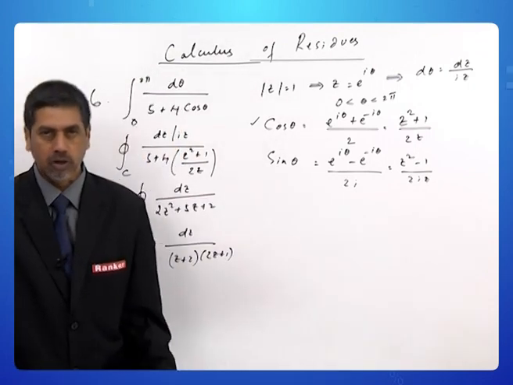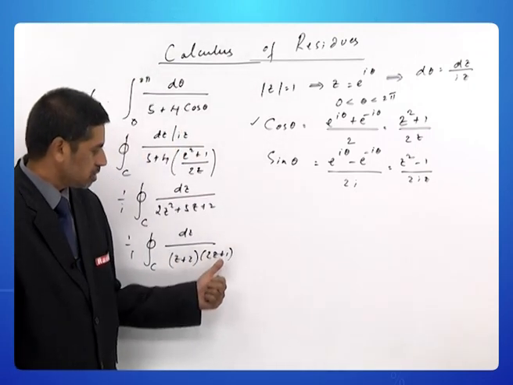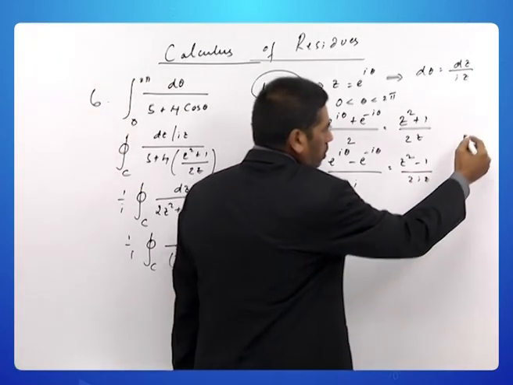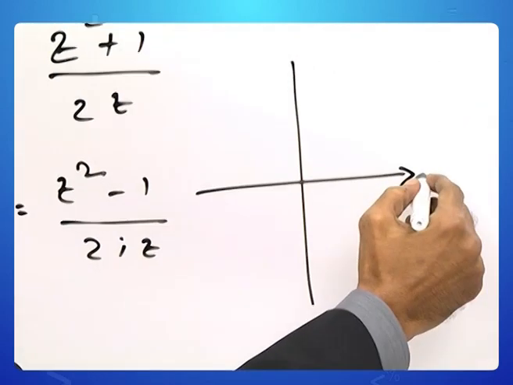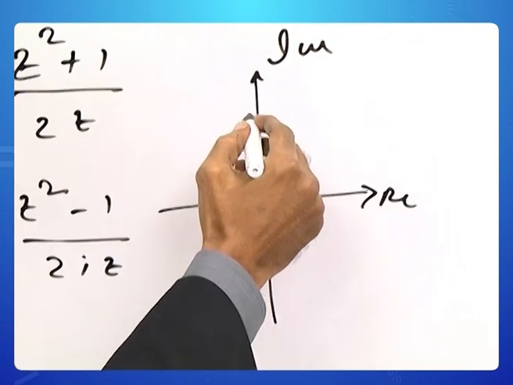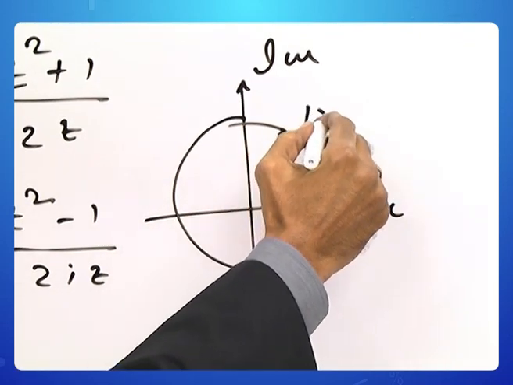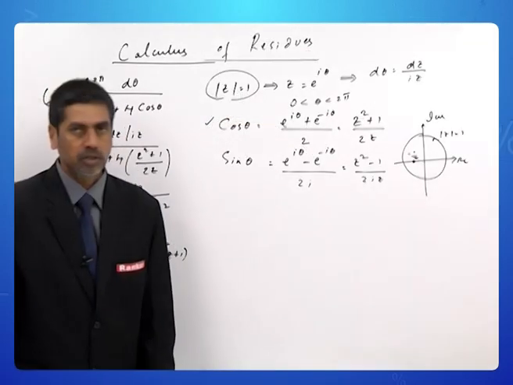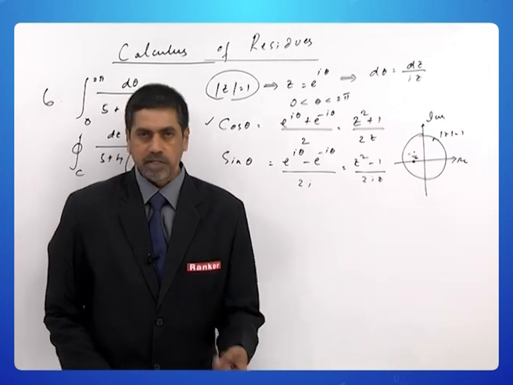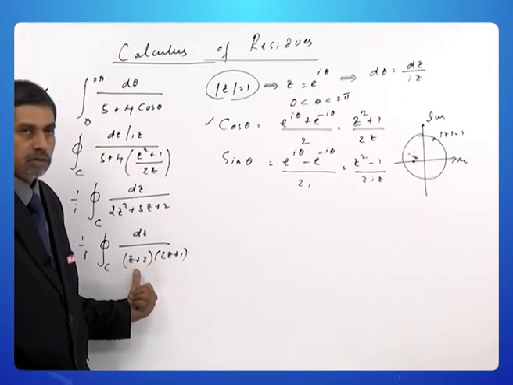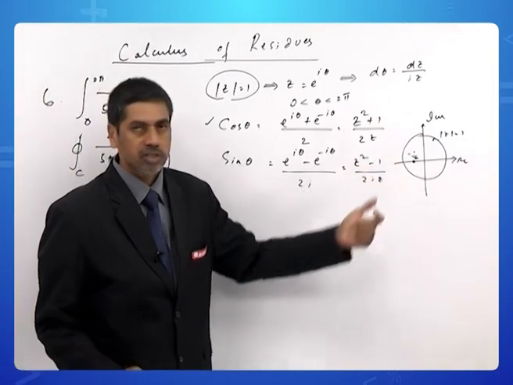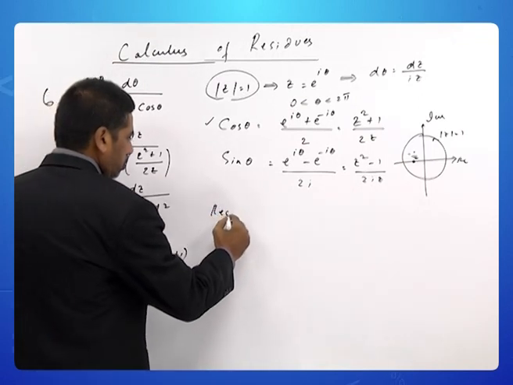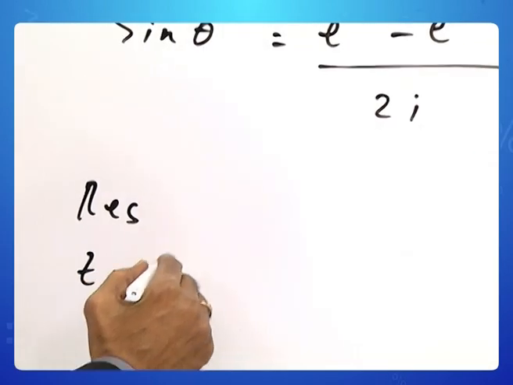Now you can easily see we have two poles, z is equal to minus 2 and z is equal to minus half, and the contour is mod z equal to 1. When you look at that contour, z is equal to minus half is inside, on the real axis. But z is equal to minus 2, the other pole, is outside the contour, for which the residue is not required to be calculated. So let us calculate the residue at z is equal to minus half.